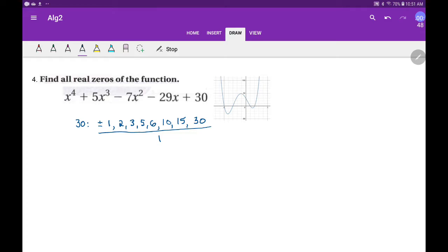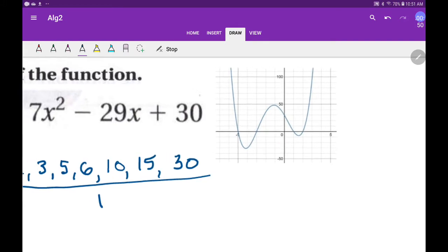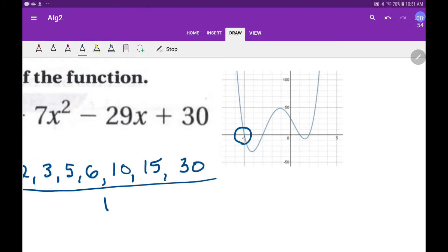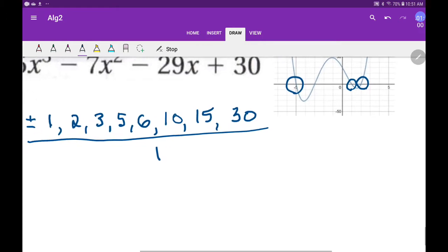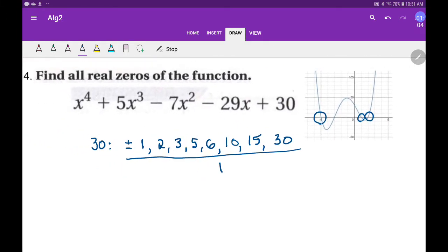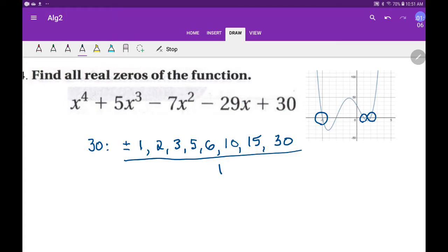But I can look at the graph here and kind of figure out. Looks like negative 5 would be a good place to check. Looks like 1 would be a good place to check, and 2 would be a good place. So let me try those places. Let's see here. So I guess I'll start with negative 5. That is a possibility, right? Yeah, plus or minus 5.